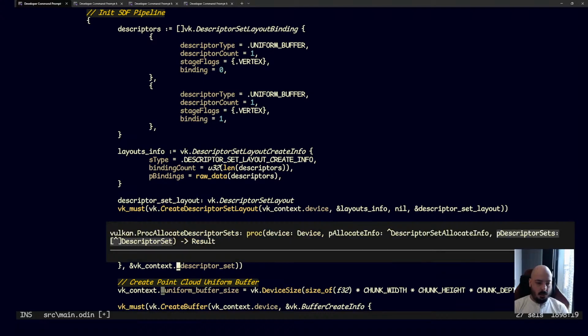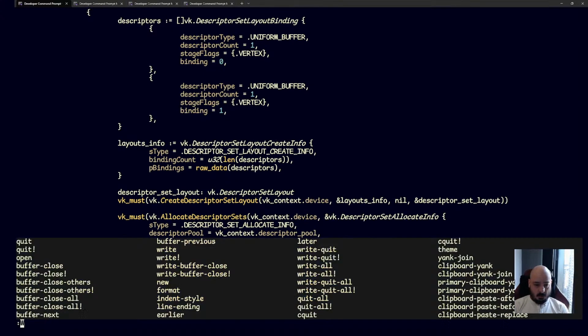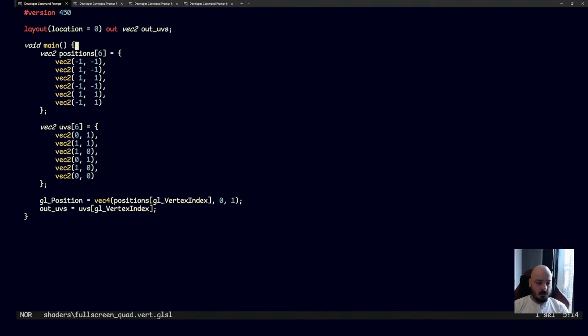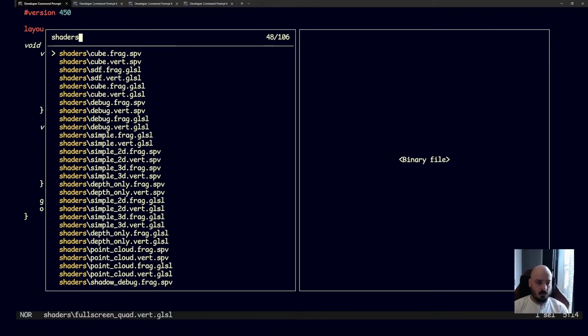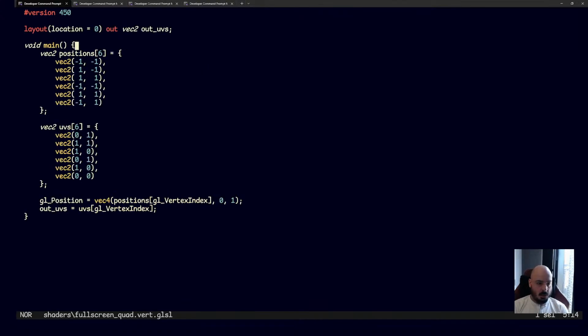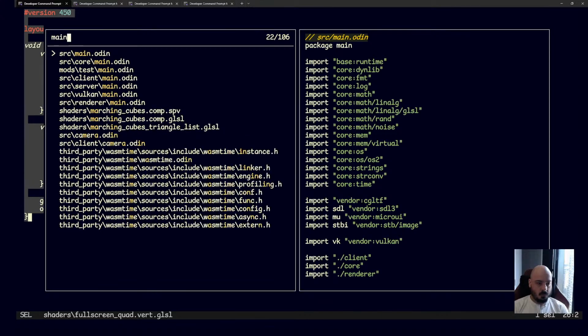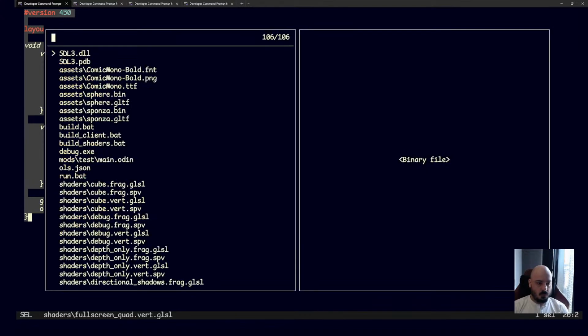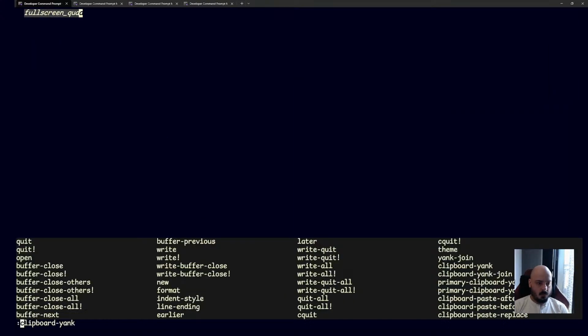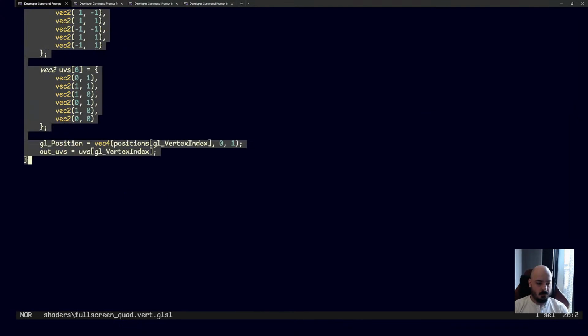So, the SDF pipeline. It's going to be kind of interesting, I guess. We do want the full screen quad and then the SDF fragment shader, I guess. Actually, I know I'm just making the compile time longer every time I copy shaders, but vert. Why do I keep doing that? Replace. There we go.